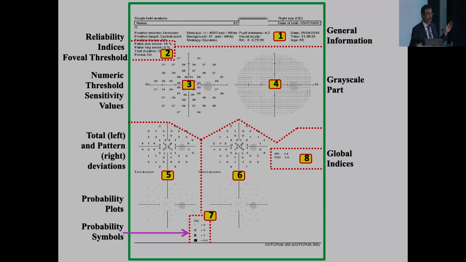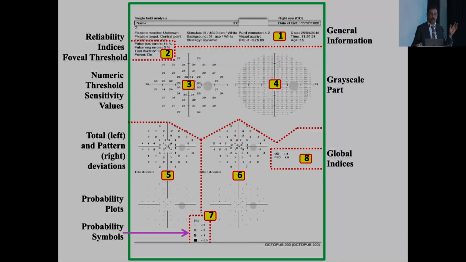The second zone is the reliability indices. All of you know what the fixation losses are. Then you will have to see that. Then you have the numerical threshold values. Whatever the sensitivity is measured is calculated in the numerical data, and that is shown as a grayscale. That is typical of Humphrey's. I will show you the difference.